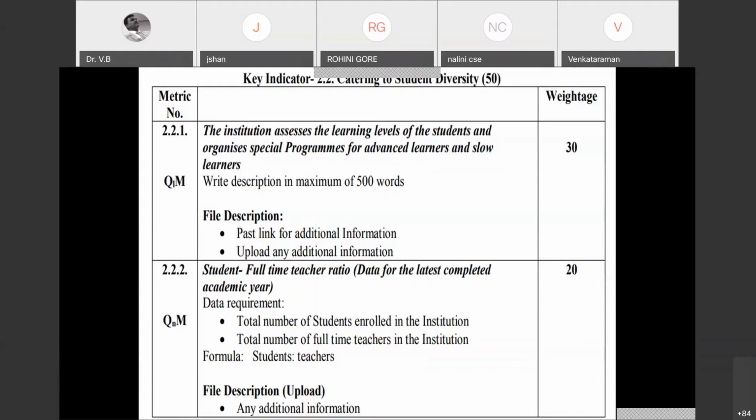And one more thing, since they are asking for the latest completed academic year, definitely there can't be any variation over here.